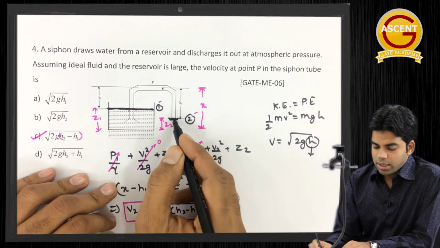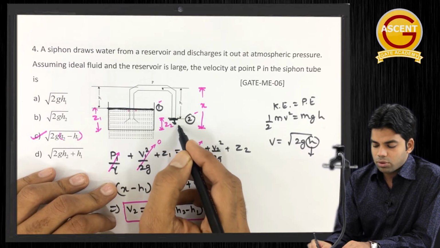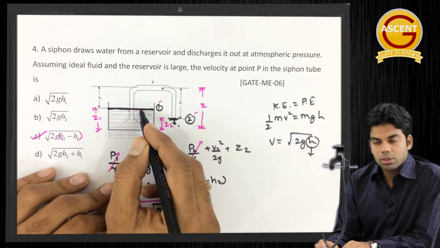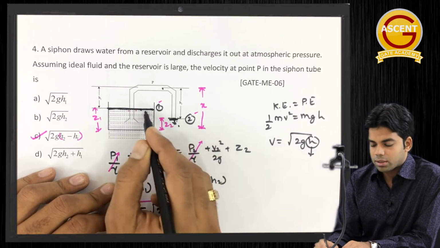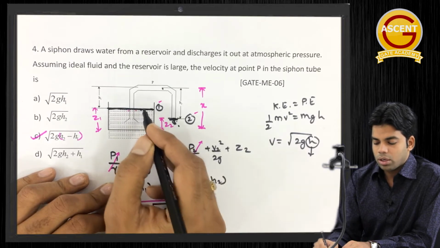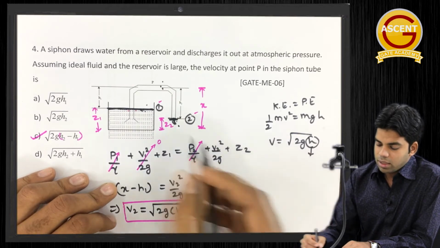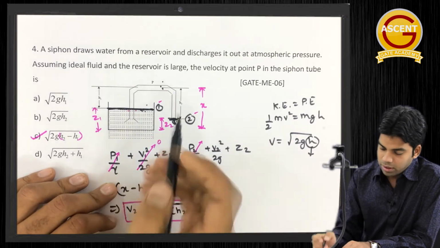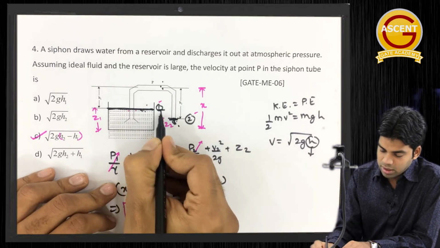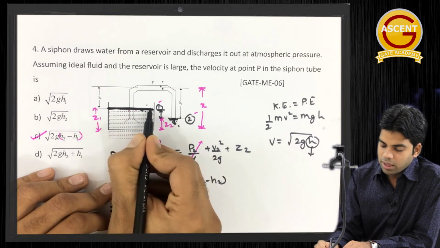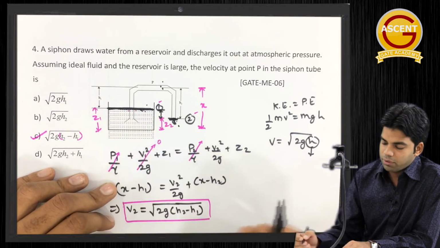Getting this or not? Because at the two end points, here the pressure is equal to atmospheric pressure, and here also the pressure is equal to atmospheric pressure. That's why we are putting the energy balance between those 2 points, and that's why we are not applying Bernoulli's between these 2 points. So this distance is nothing but h, the difference between the free liquid surface and the point where we have to determine the velocity.